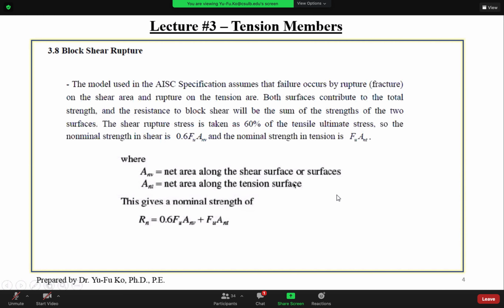The model used in the AISC specification assumes the failure occurs by rupture on the shear area and the rupture on the tension area together. Both surfaces contribute to the total strength, and the resistance to block shear will be the summation of the strength of the two surfaces.